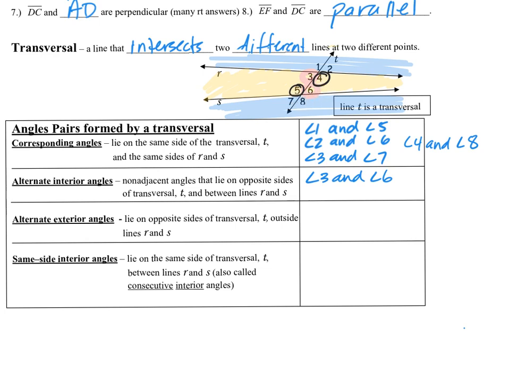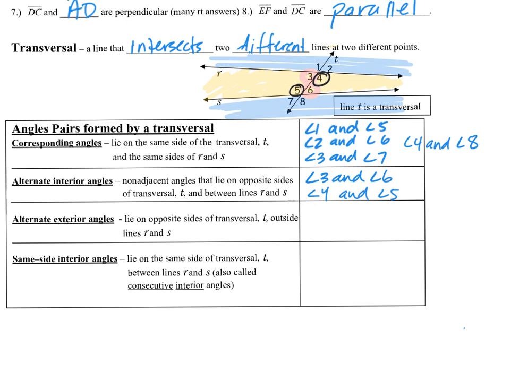They're non-adjacent, not like 5 and 6 or 3 and 4, but non-adjacent on opposite sides of the transversal and on the interior of the two lines being transversed. So that's angle 4 and angle 5. Okay, next we're going to talk about alternate exterior angles.